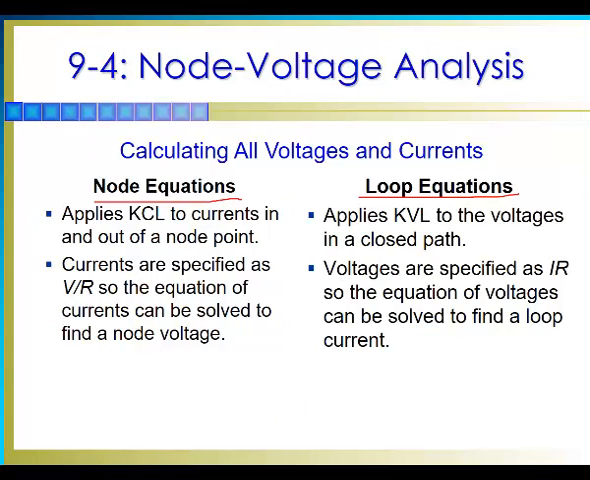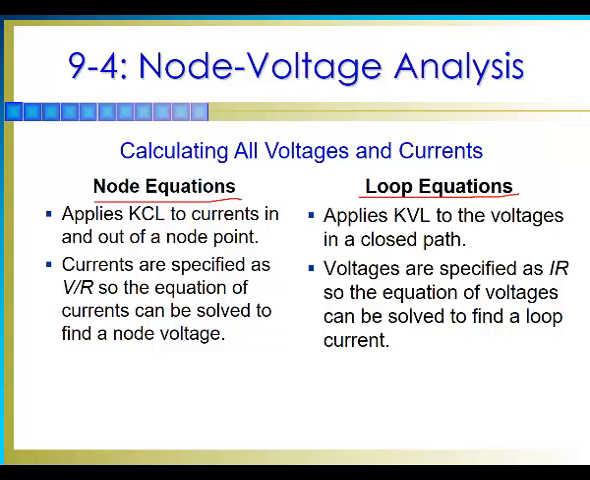All right, in this section here is showing the steps to follow. If we're going to use the node equation, then apply KCL to currents in and out of the point or node. So the currents are specified then in terms of V over R. Okay? So the equations of currents can be solved to find a voltage node.